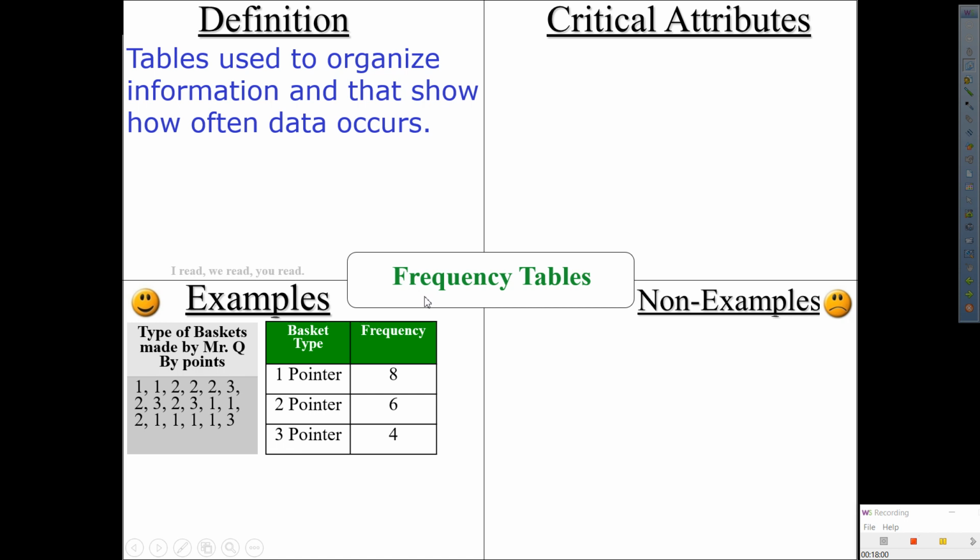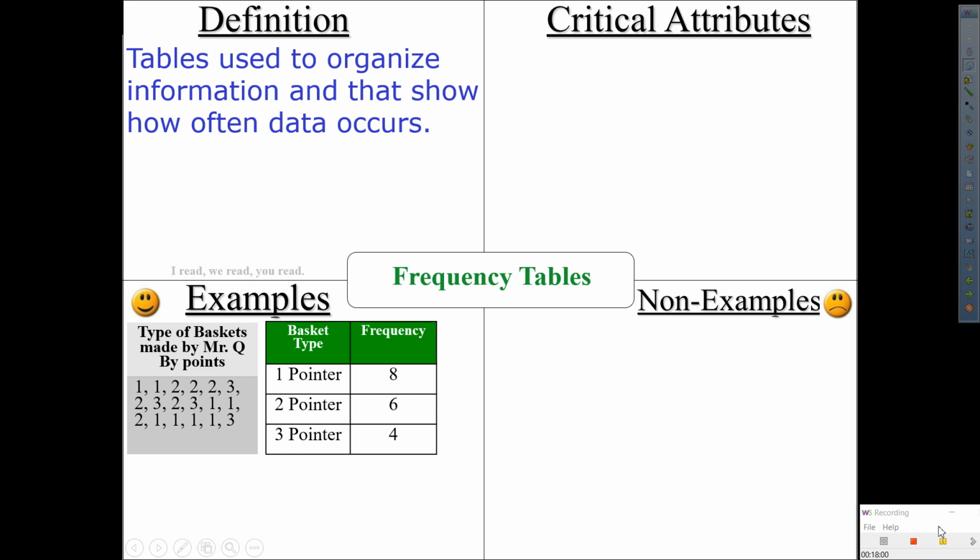Yes. So notice the first column, it says basket type. That means the type of basket I made. 1 pointer, 2 pointer, or 3 pointer. And then the frequency for the 1 pointers, I got 8 of those baskets. 2 pointers, I got 6 of those baskets. And 3 pointers, I got 4 of those baskets.